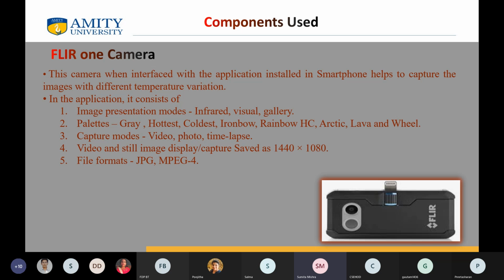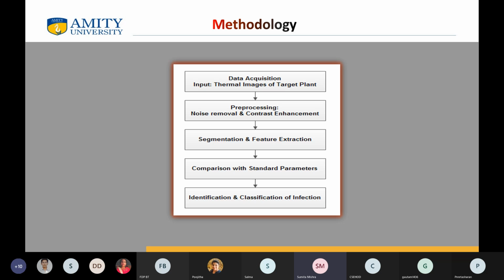The RGB images were taken from the mobile phone only, then using the same smartphone, we integrated it with this FLIR One camera, and this resulted in thermal images, and thermal images were also stored on the mobile phone. So we got two sets of images here. These two sets of images were then analyzed to detect the infection in crops.